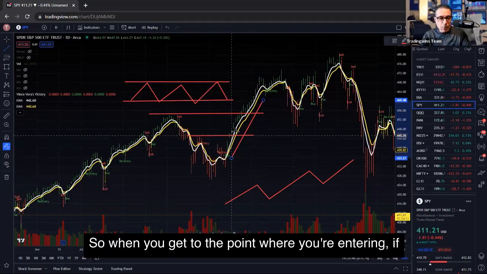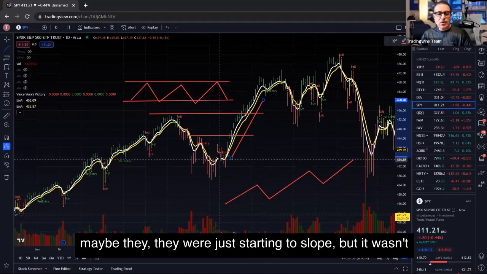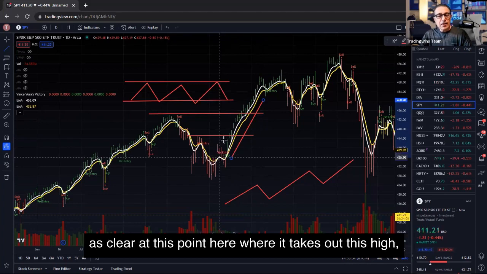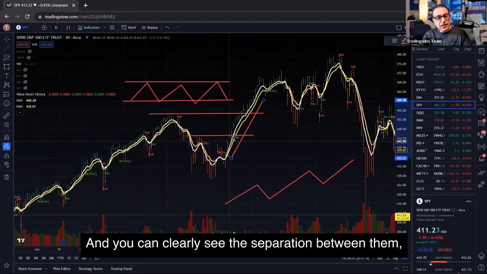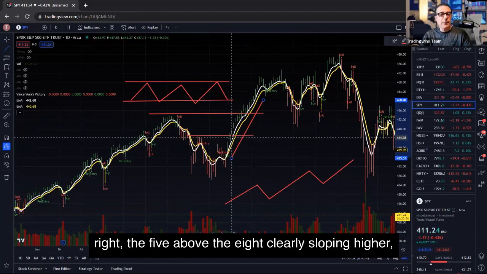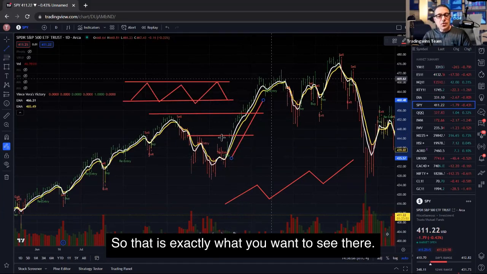So when you get to the point where you're entering, if you look back in here, you could have said maybe they were just starting to slope, but it wasn't as clear. At this point here where it takes out this high, look at that degree of slope on both of them, and you can clearly see the separation between them, right? The 5 above the 8, clearly sloping higher, break a prior high, and off we go. So that is exactly what you want to see there.